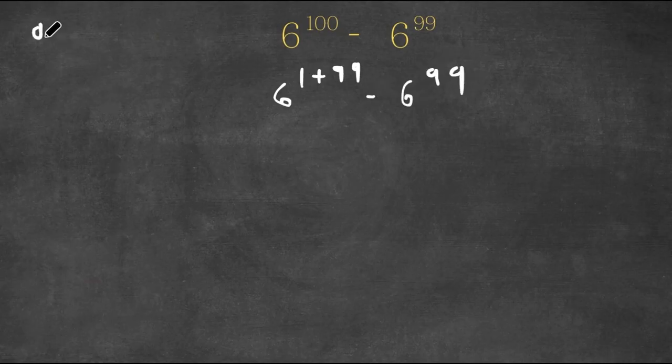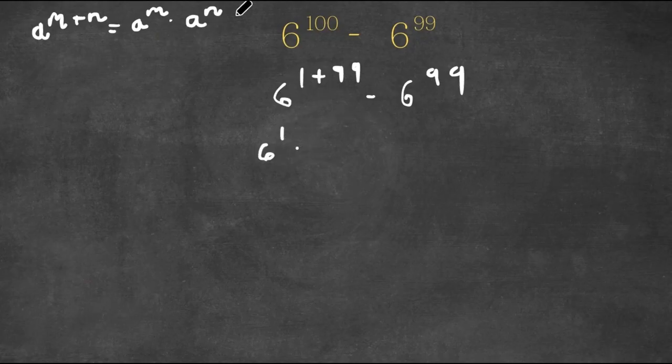And if I have something in the form a to the power of m plus n, this is equal to a to the power of m times a to the power of n. So 6 to the power of 1 plus 99, let's think of 6 as a, 1 as m, and 99 as n. This is going to equal a to the power of m, so 6 to the power of 1, times a to the power of n, so 6 to the power of 99. And we're subtracting this with 6 to the power of 99.